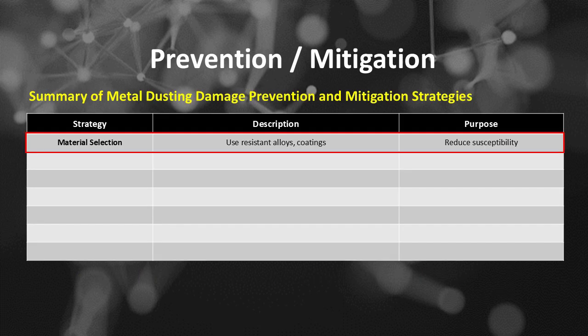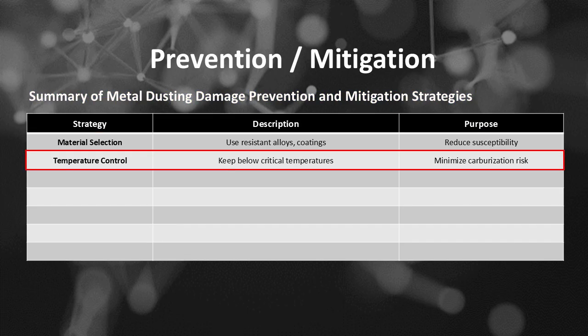Summary of metal dusting damage prevention and mitigation strategies. If the strategy is material selection, described as use resistant alloys, coatings, its purpose is to reduce susceptibility. If the strategy is temperature control, described as keep below critical temperatures, its purpose is to minimize carburization risk.